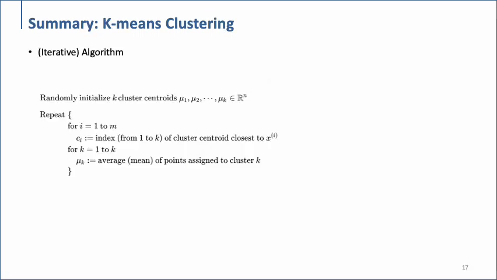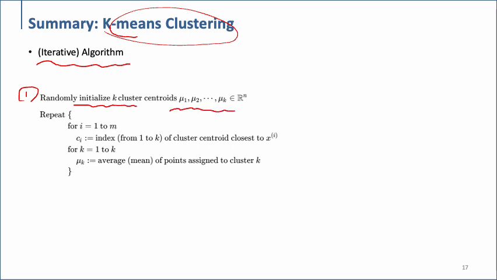Yeah, so that's it. The k-means clustering algorithm. From now on, let me summarize it. The k-means clustering algorithm is basically an iterative algorithm to find clusters. For that, we first need to randomly initialize k cluster centroids for the k clusters. So we first initialize the centroids, or centers, and then we repeat this process.